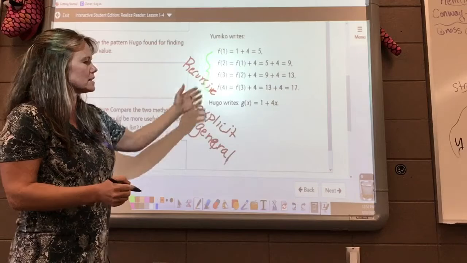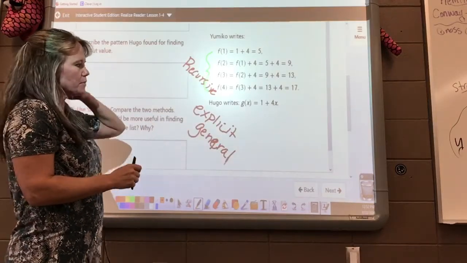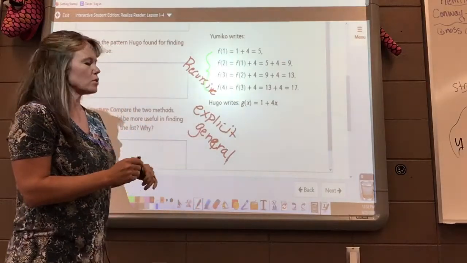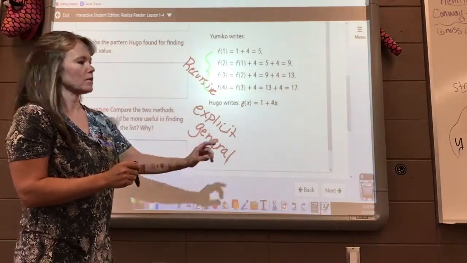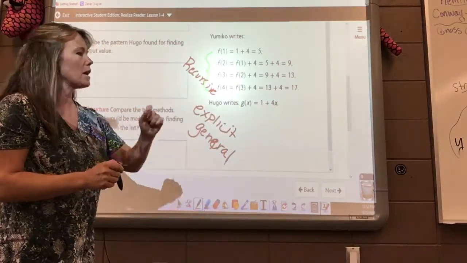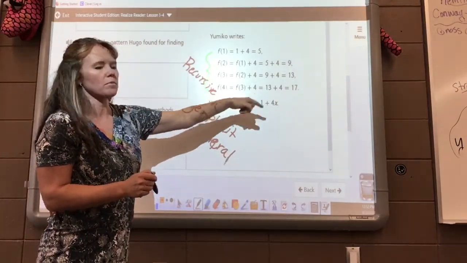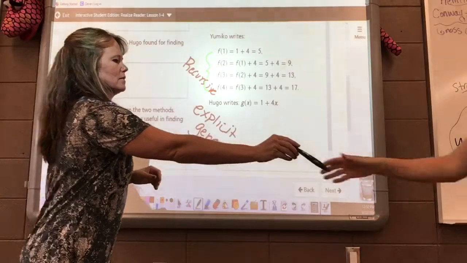They're going to define these a little bit later in your examples, but just to get an idea, this one is explicit because you can just go right to number 50. If you plug in 50, I'll tell you the term. Here, I can't just plug in 50; I would need the 49th plus 4.